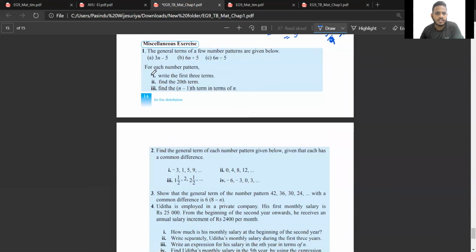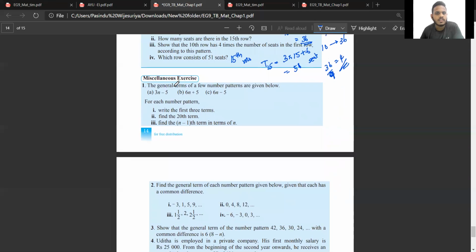So again, we come to the exercises. It's pretty simple. It's almost everything that we have discussed. The general terms are given below. For each number pattern, write the first 3 terms. So for this equation, substitute 1, 2, and 3. Even for this one, 6n plus 5, substitute 1, 2, and 3. You will get the patterns.